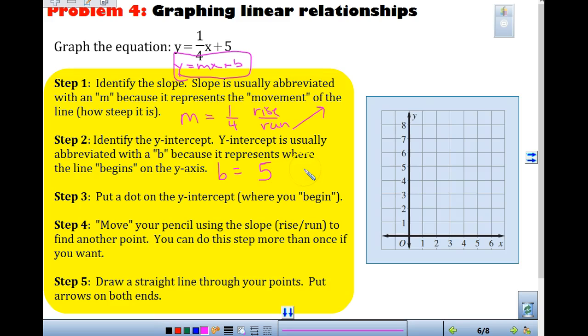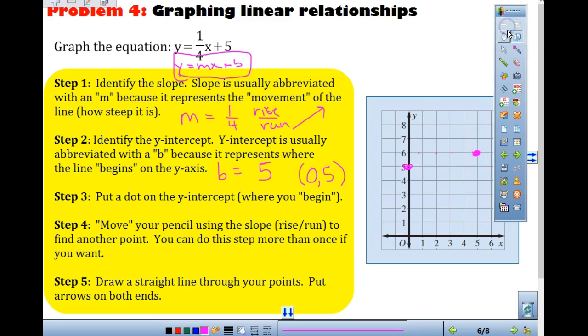But we want to write it as an ordered pair. So Courtney, what am I going to write that as an ordered pair, that beginning? 0 and 5. So it says put a dot on the y-intercept, so 0, 5. Notice it is on the y-line. I am now going to rise 1, up 1, and then I'm going to count over 1, 2, 3, 4, and I'm going to put a point.